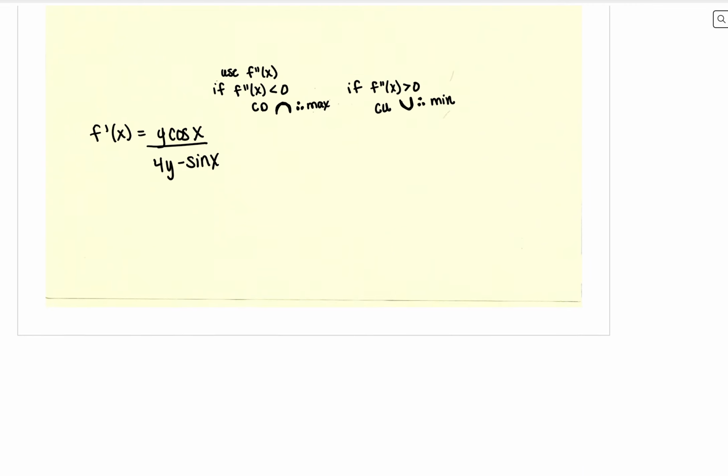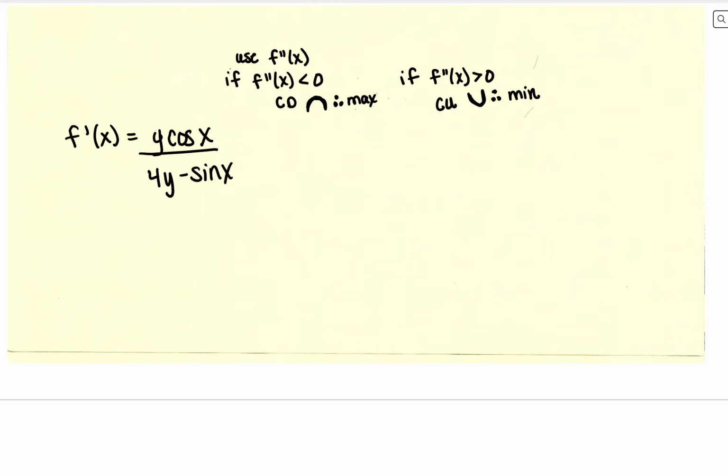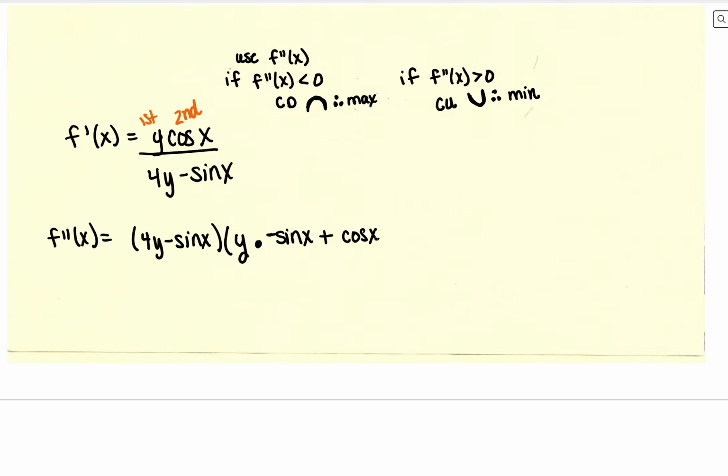All right, now let's find our second derivative. If I'm going to find the second derivative on this right here, I'm going to have to use the quotient rule. So the bottom, which is 4y minus sine x, times the derivative of the top. But doing the derivative of the top is going to involve some quotient rule again. So that would be the first, which is y, times the derivative of the second, the derivative of cosine x, which is negative sine x, plus the second, which is cosine x, times the derivative of the first, which is 1.